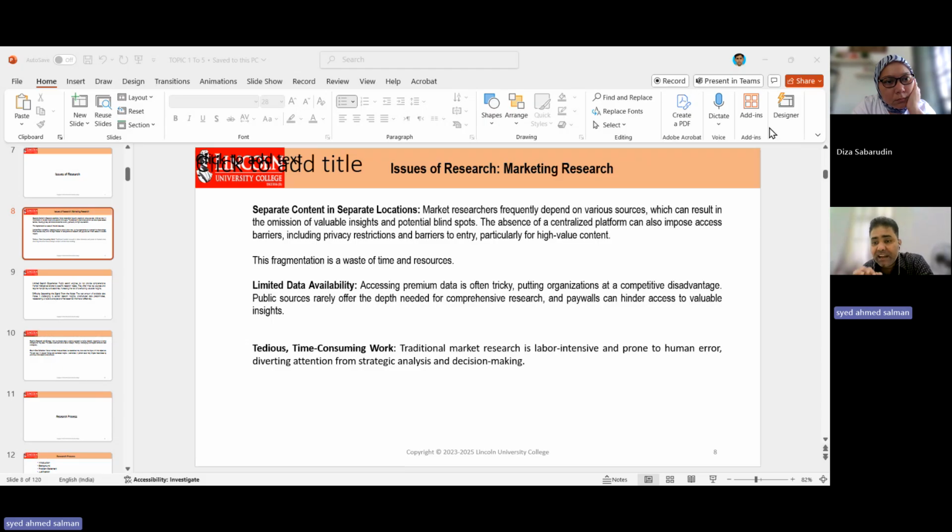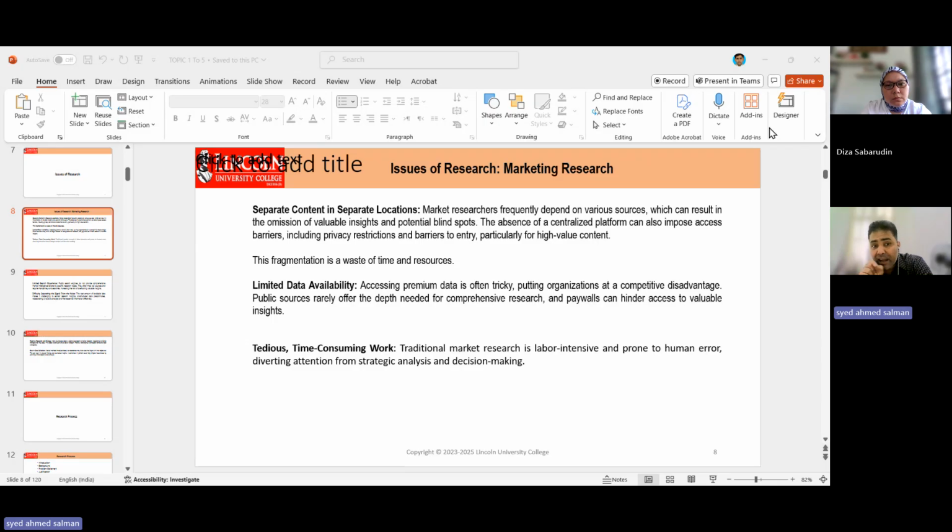And paywalls can hinder access to valuable insights. There are some persons and authorities who will not allow you to get the valuable insights. So it is next to impossible to have sufficient data when you are doing the marketing research.